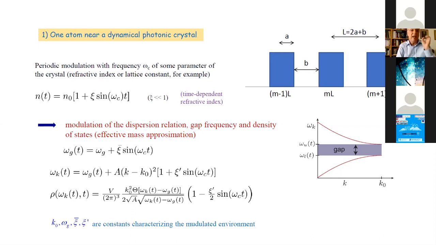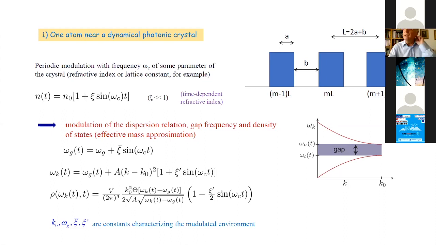If we solve this time-dependent problem, we find that the gap frequencies, the edges of the gap, are also modulated in time, according to this rule. There is a time modulation also in the dispersion relation given by this expression, and also of the density of states. Here, K0, omega_G, xi bar, and xi prime are some constants, the latter two depending on the amplitude of the modulation, that are characteristic of the specific photonic crystal.